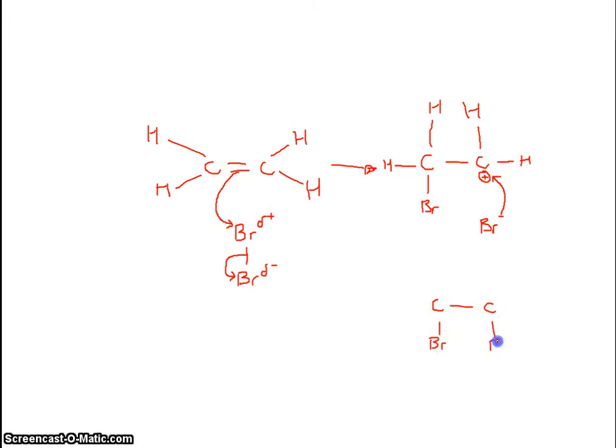dibromoethane. Put my hydrogens in. So that's electrophilic addition, because you're adding across this double bond. You're quite simply just adding the bromine to this molecule.